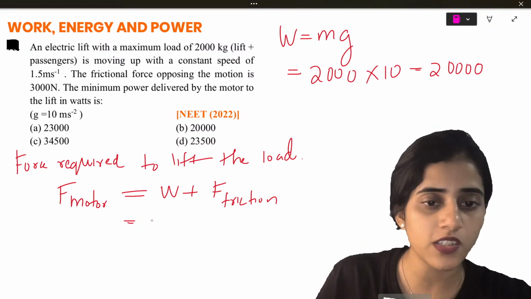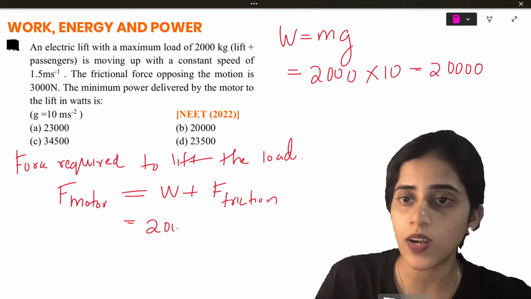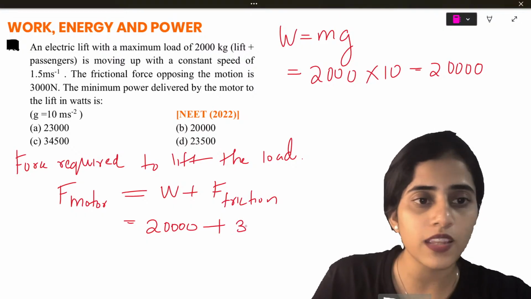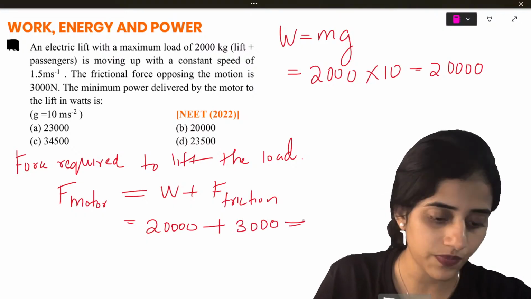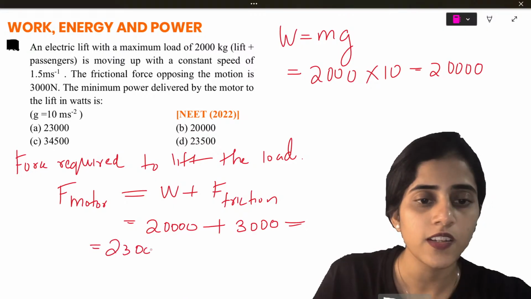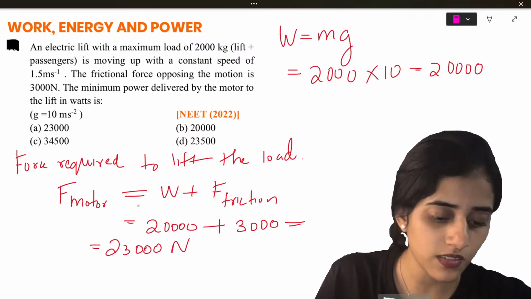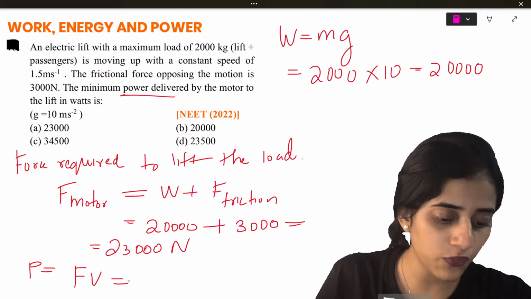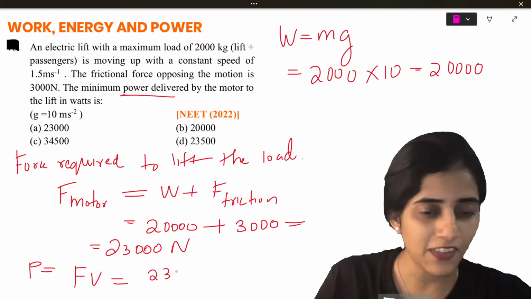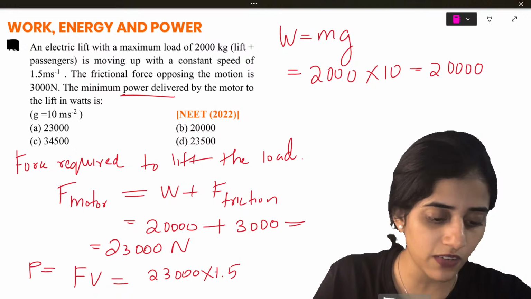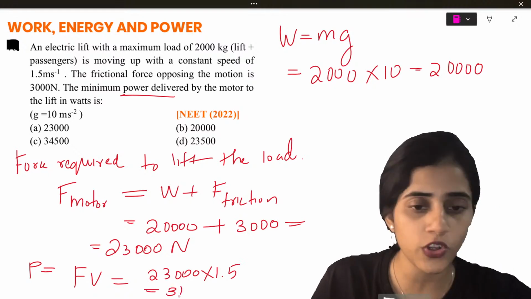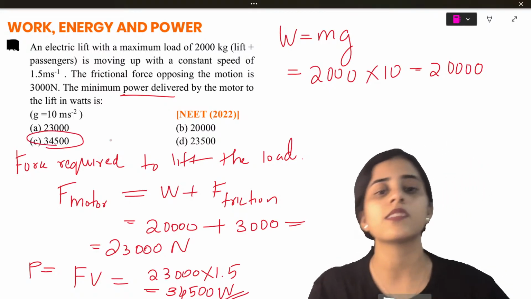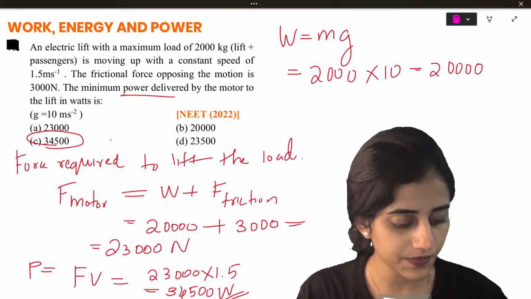So how much is the weight? The weight is 2140 plus friction is how much? 3000. It's given to you in the question. So this is together 23,000 newtons. Now the question is to find out the power. What is the formula for power? FV. Okay. FV is the power. So 23,000 into 1.5. How much is it going to be equal to? 34,500 watts. Option C. Are you all getting it?